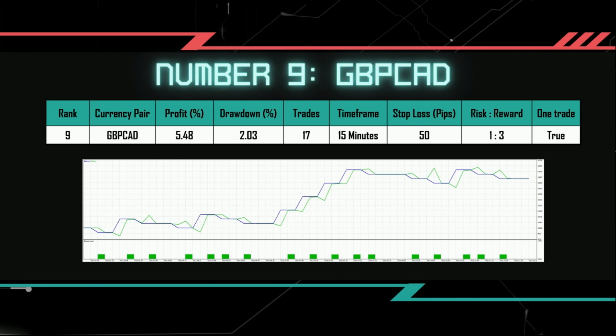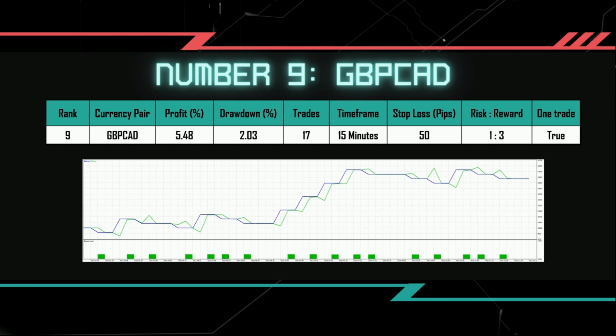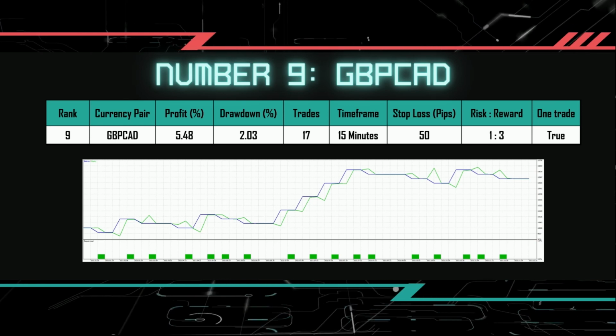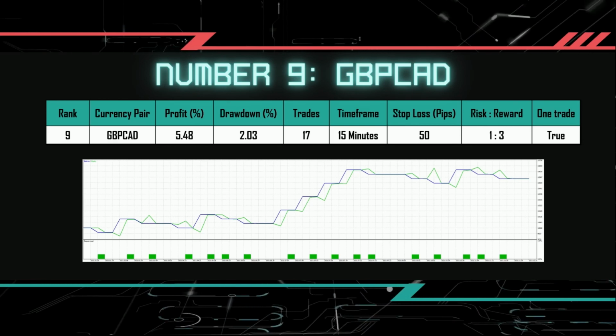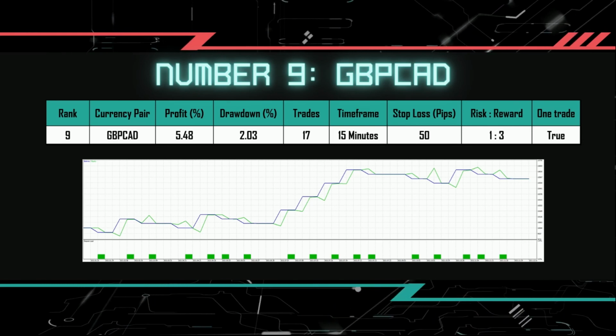It cannot execute more than one trade even if there is another buy or sell signal. The equity curve shows a peak in July and stays around that profit level. Overall, this pair has positive profit with an acceptable drawdown.